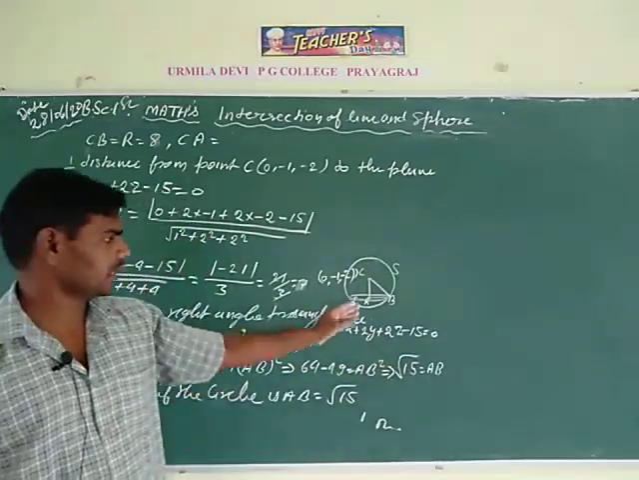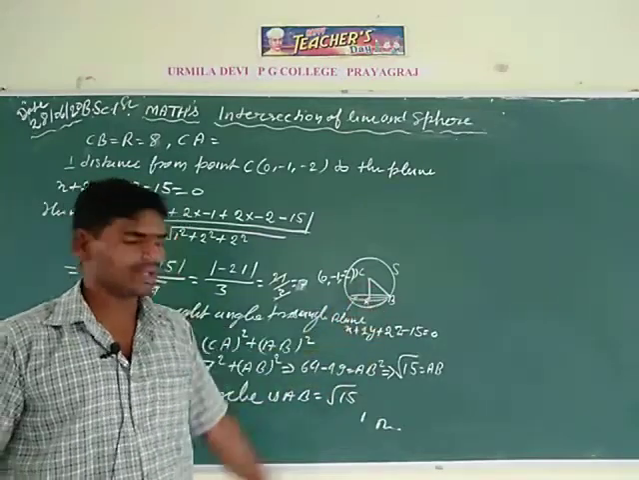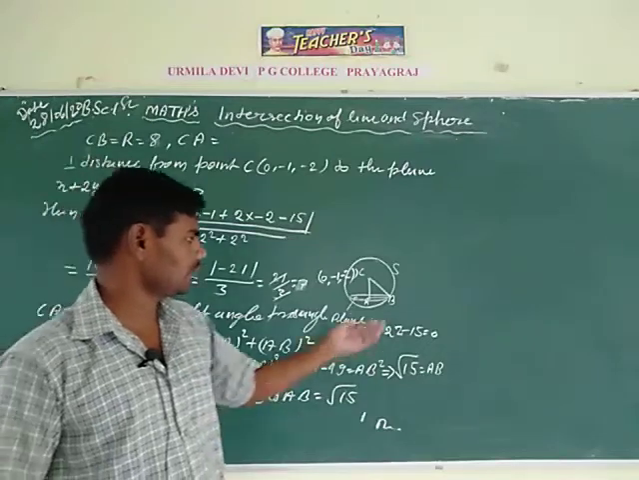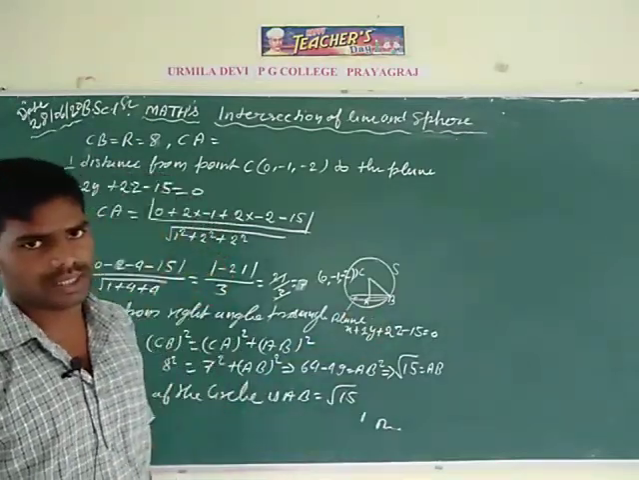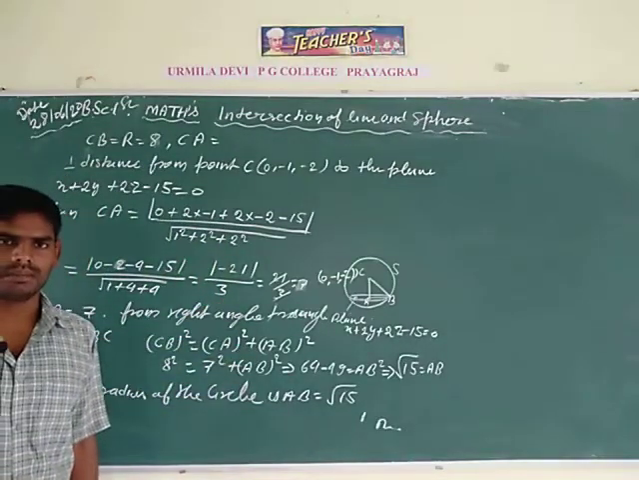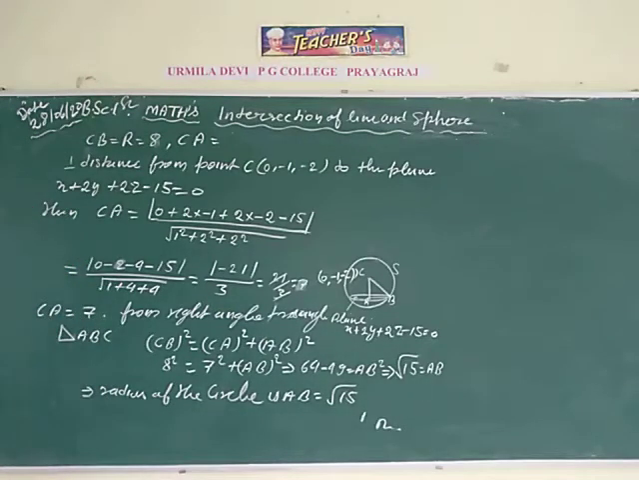Suppose that point A is the intersecting point. Then in the right angle triangle, applying the Pythagoras theorem, you can calculate the value of base AB, which is equal to under root 15 and is also called the radius of the circle. So the radius of the circle and the coordinates of the center of the circle are the complete solution of this question. After this, consider the next question.